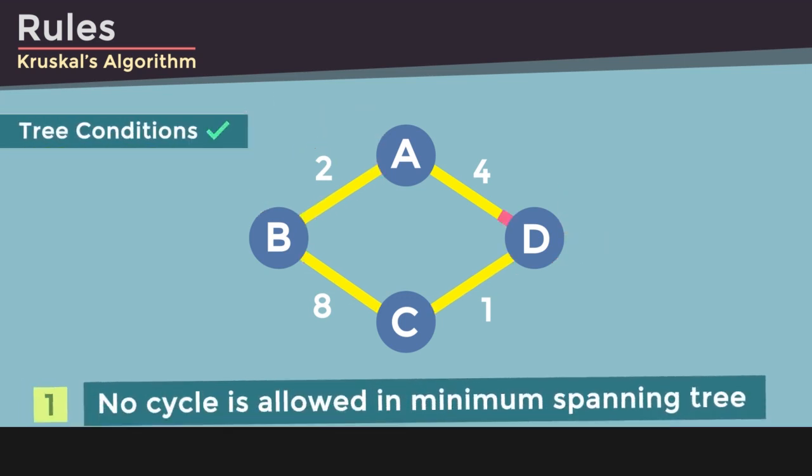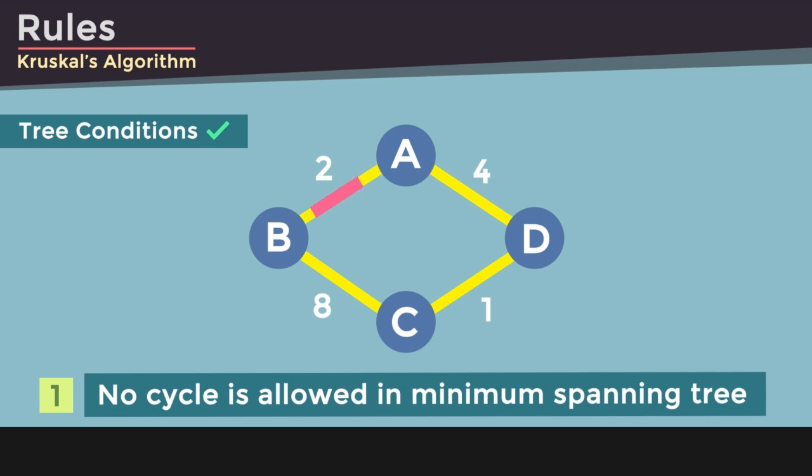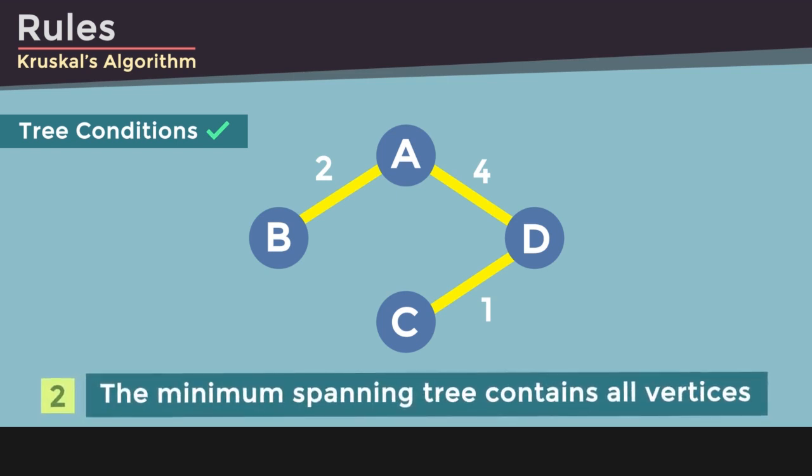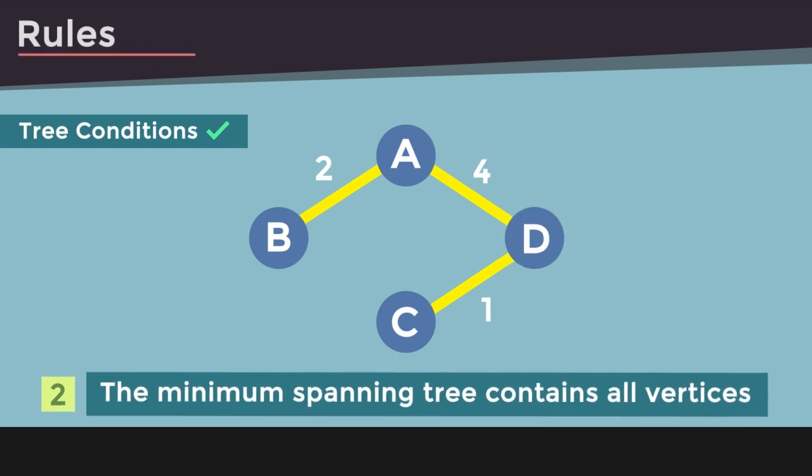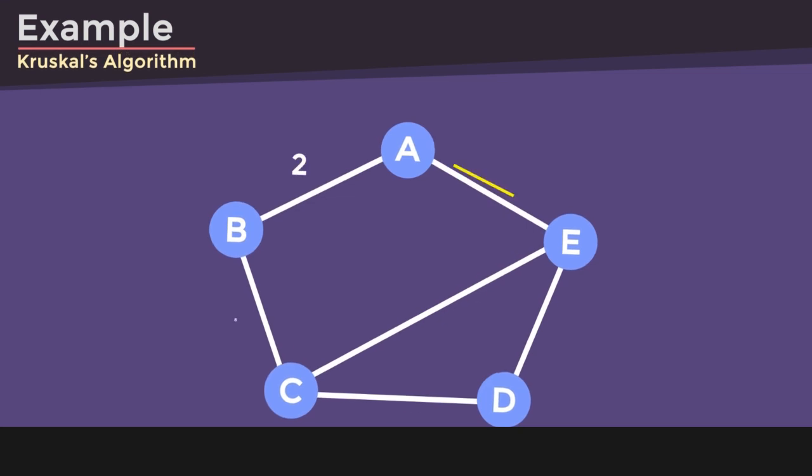Additionally, we must discuss the minimum spanning tree conditions. The first one is that no cycle is allowed in a minimum spanning tree. The second one is that the minimum spanning tree contains all vertices. So let's dive into an example. Suppose we are given this graph.